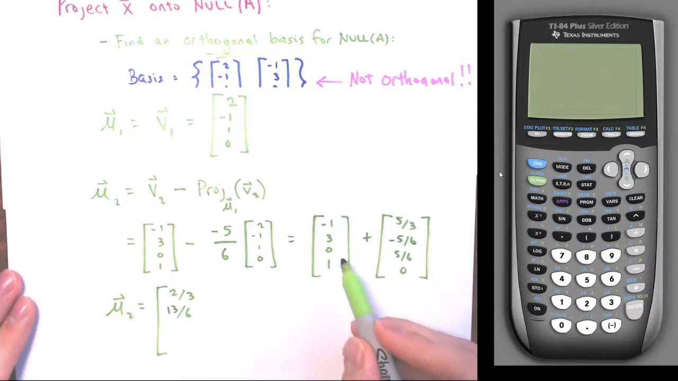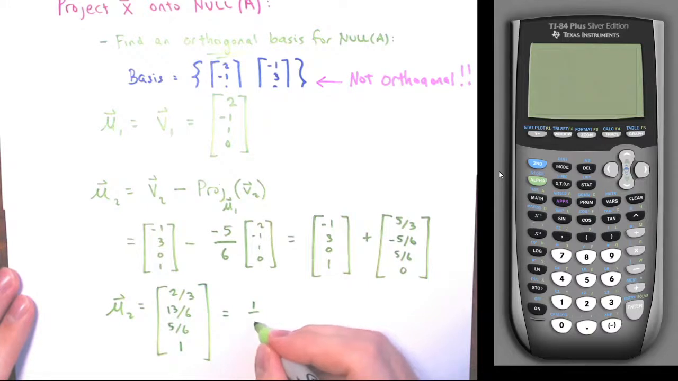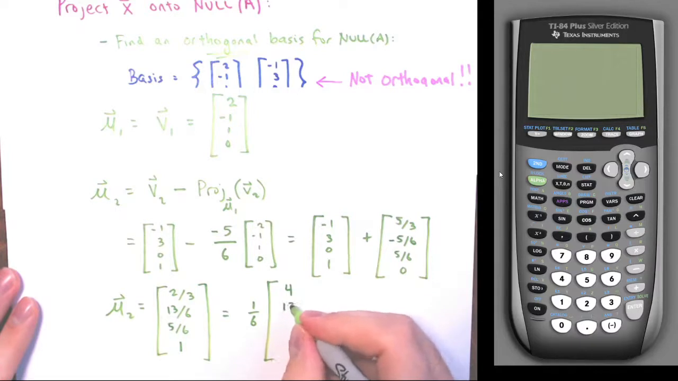Then 0 plus 5/6 is 5/6. Then 1 plus 0, 1. Alright, and if you'd like, I can pull a sixth out of this. This would be 1/6 times 4, 13, 5, and 6, whatever.